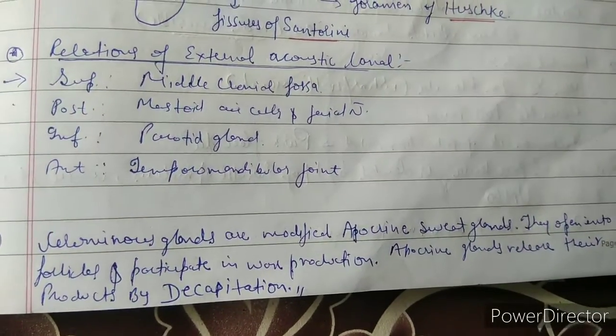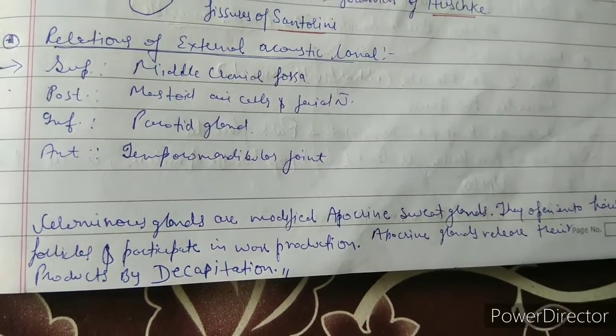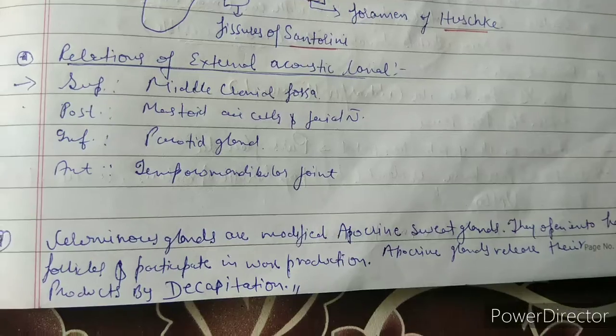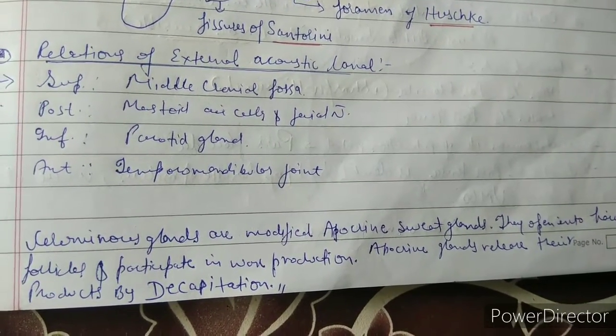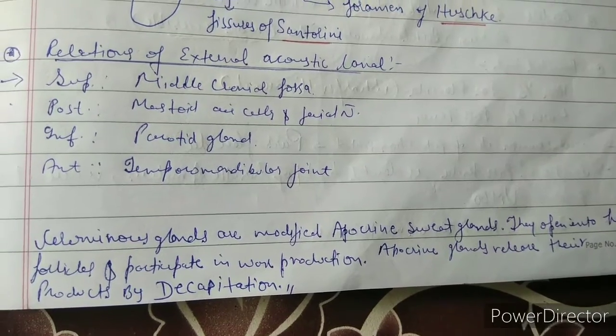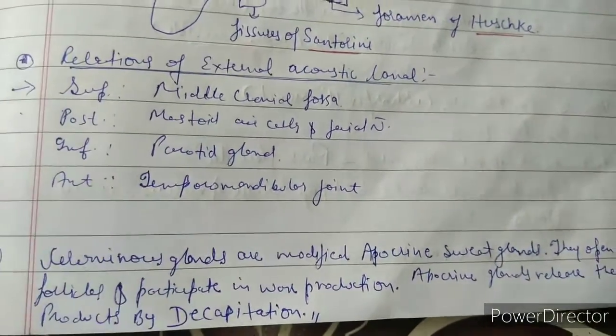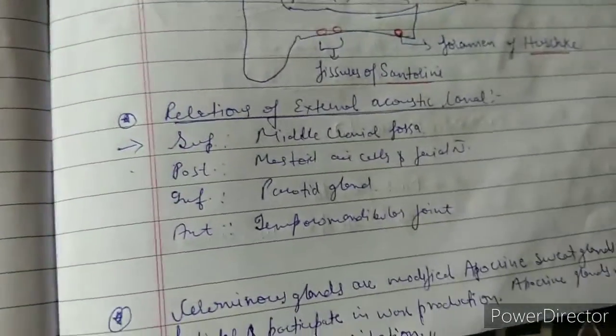Now what are ceruminous glands? Ceruminous glands are modified apocrine sweat glands. They open into hair follicles and participate in wax production, and apocrine glands release their products by decapitation. So guys, now we will discuss where these ceruminous glands, sebaceous glands and hair follicles are present in the auditory canal.